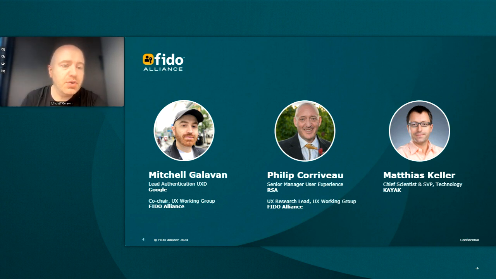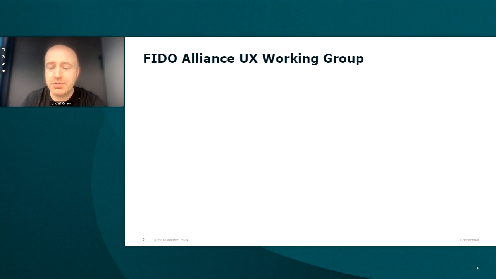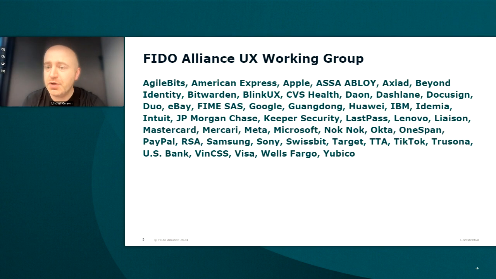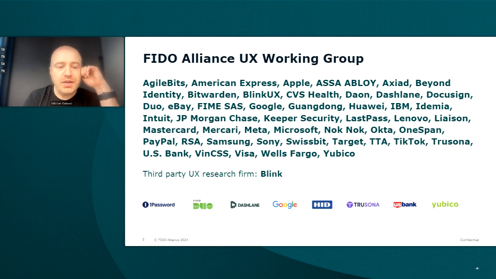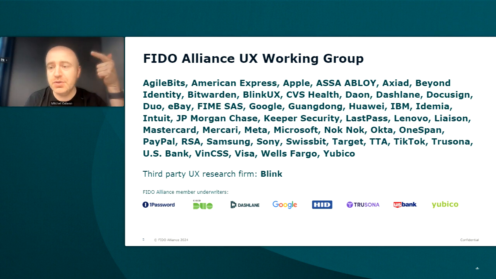Although today you're hearing from just a few of us, the FIDO UX working group and the FIDO Alliance are made up of a lot of really important and influential groups that you might have heard of. In particular, I do want to call out the FIDO Alliance member underwriters: 1Password, Duo, Dashlane, Google, HID, Trusona, US Bank, and Yubico.